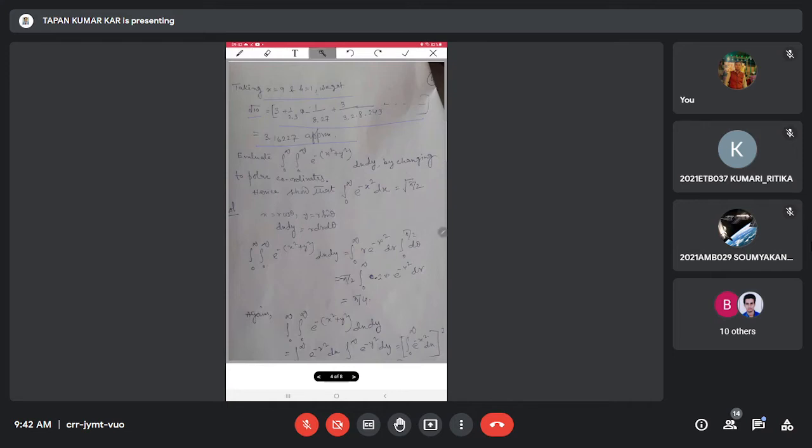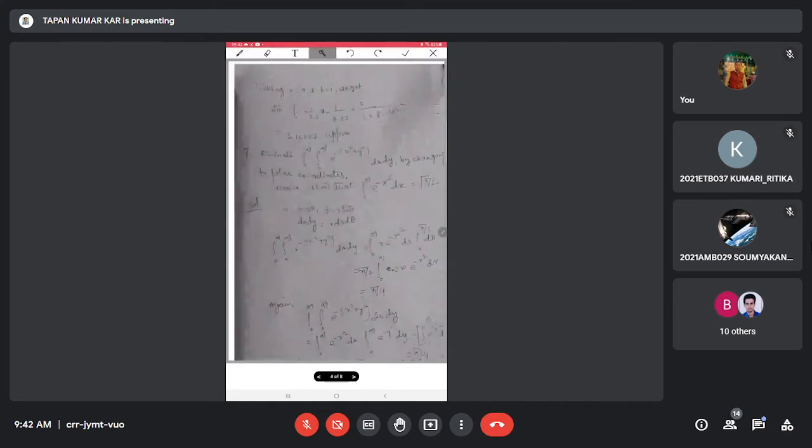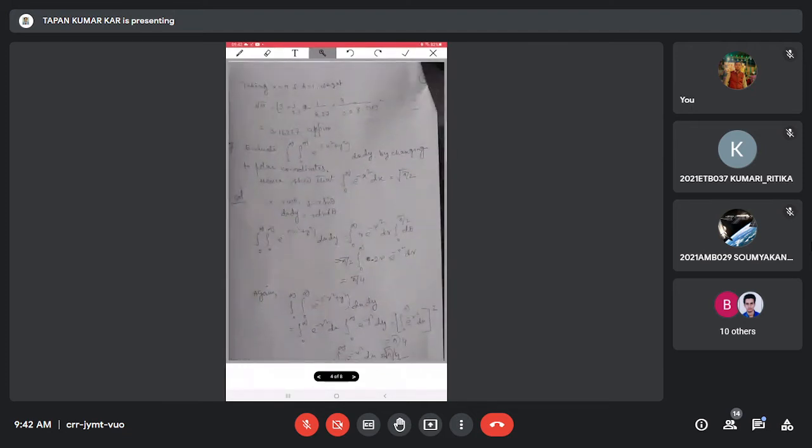Okay, the next example is to evaluate the integral from 0 to infinity, 0 to infinity, of e to the power minus (x square plus y square) dx dy by changing to polar coordinates. This example I have already solved in your class. However, I have still chosen this one because here the question is by changing to polar coordinates.